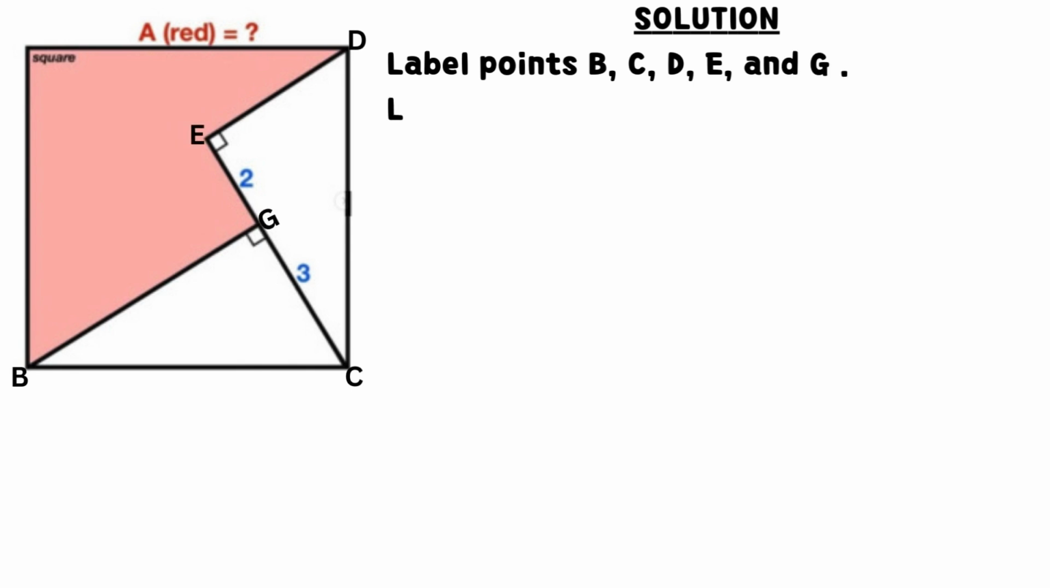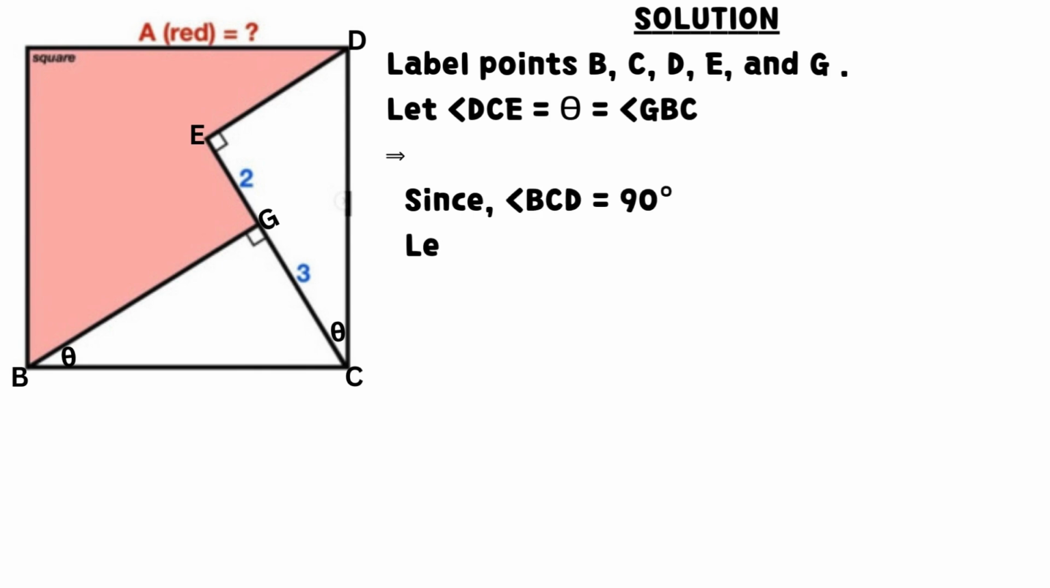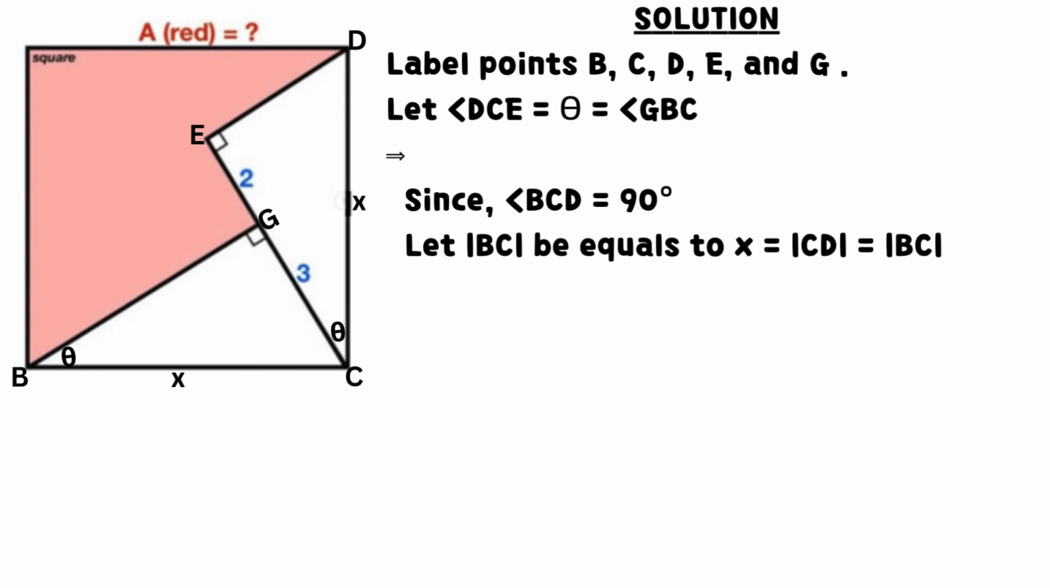Solution. Label points B, C, D, E, and G. Let angle DCE equal theta, which equals angle GBC. Since angle BCD equals 90 degrees, let the length of line BC equal x, which equals the length of line CD. It equals the length of line BC.